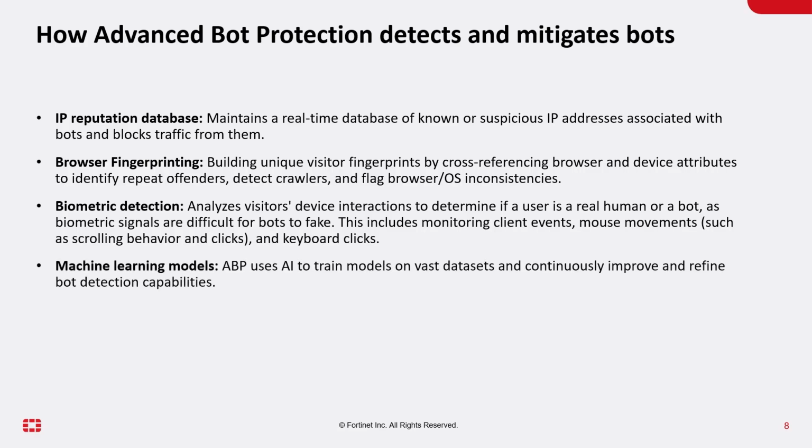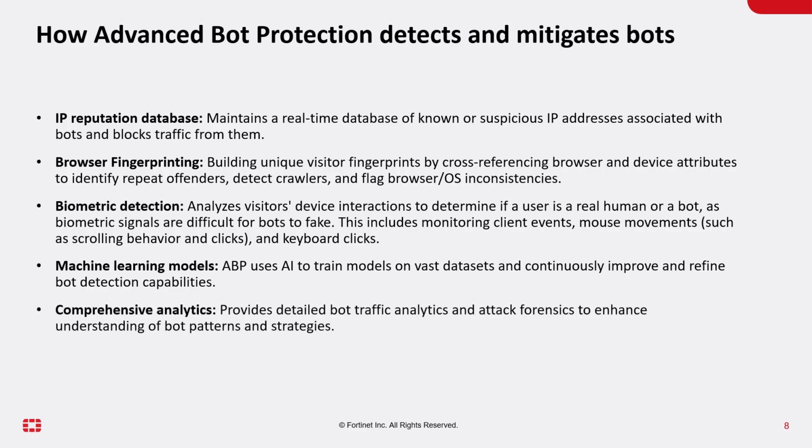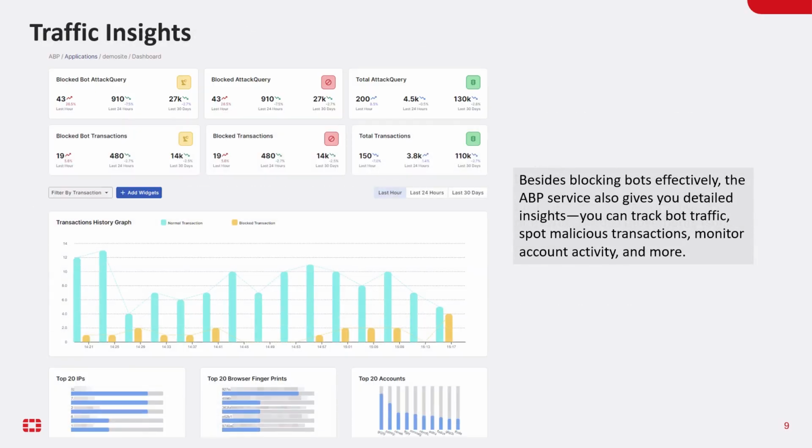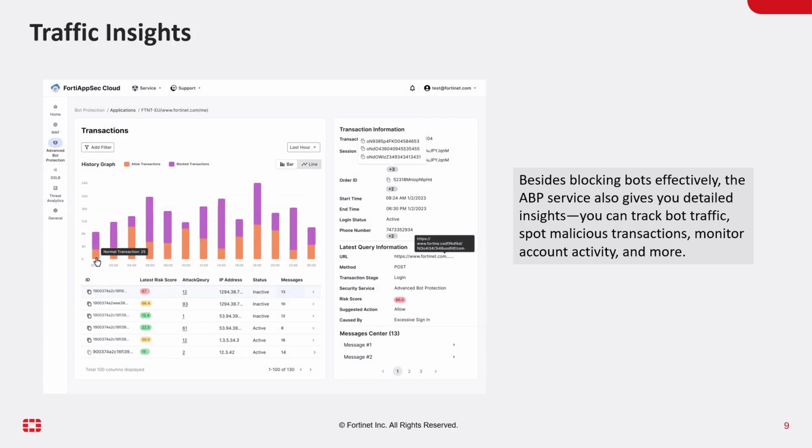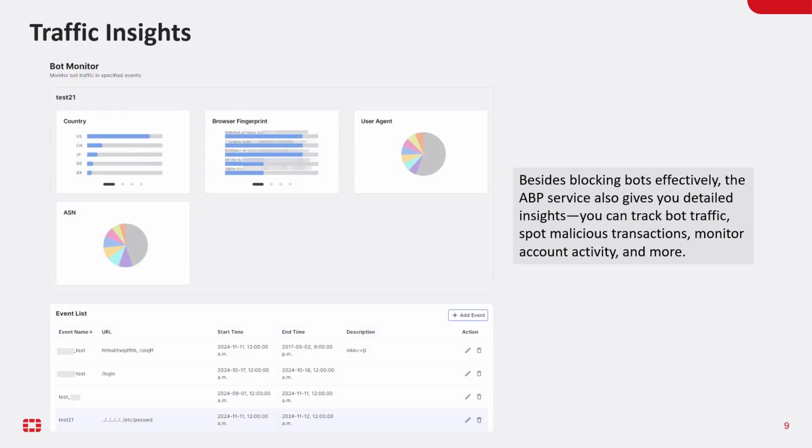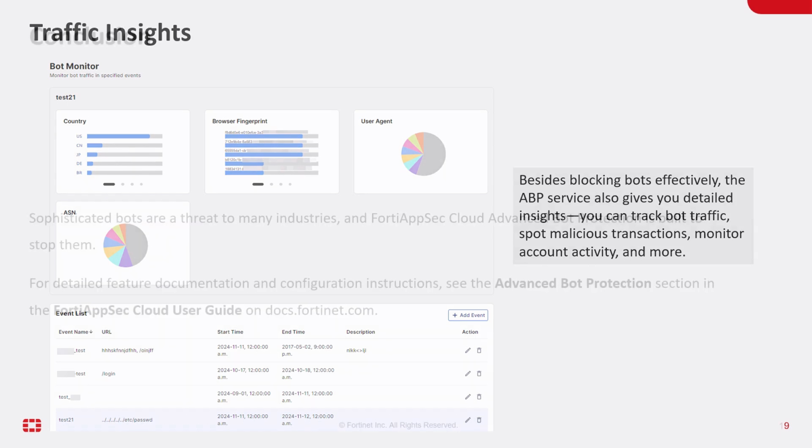Machine learning models that are trained on vast datasets and continuously refined, enabling increasingly accurate and adaptive bot detection over time. And comprehensive analytics that provide detailed bot traffic analytics and attack forensics to enhance understanding of bot patterns and strategies. Beyond effective bot blocking, the ABP service provides detailed insights: track bot traffic, identify malicious transactions, monitor account activity, and more in the Advanced Bot Protection module on the FortiAppSec portal.